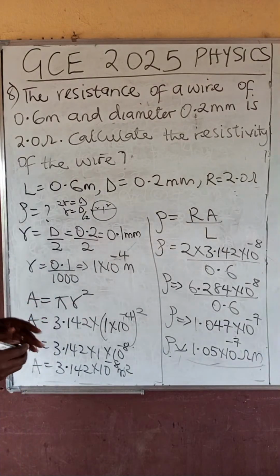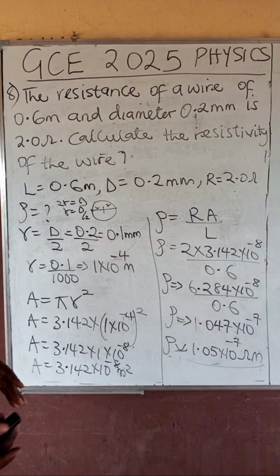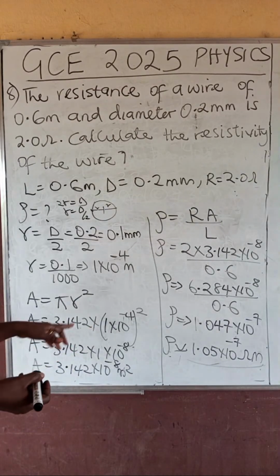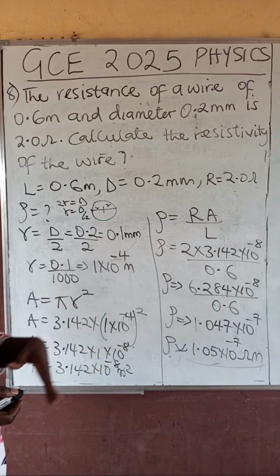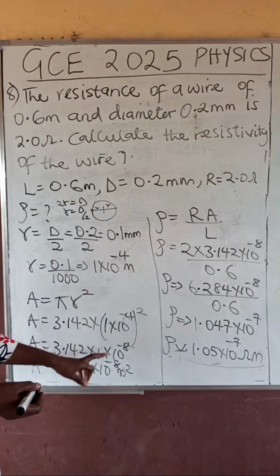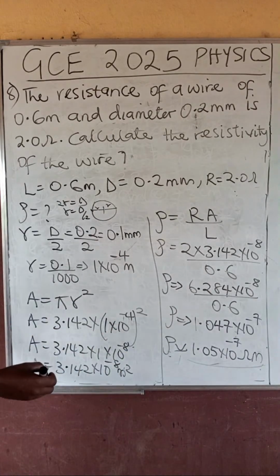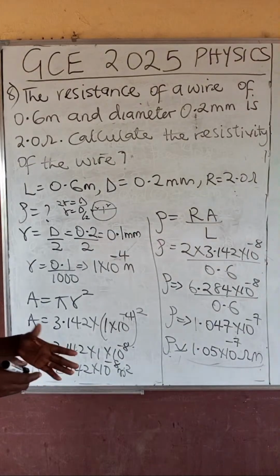Okay, so what's my area? My area is pi r squared. What's my pi? 22 over 7, which is the same thing as 3.142, right? Then I multiply by this radius, which is 1 times 10 raised to the power minus 4, all squared. By the time I square it, I have 1 times 10 raised to the power minus 8. Then I'll bring it down. My area becomes 3.142 times 10 to the minus 8 meters squared. That is just my area.